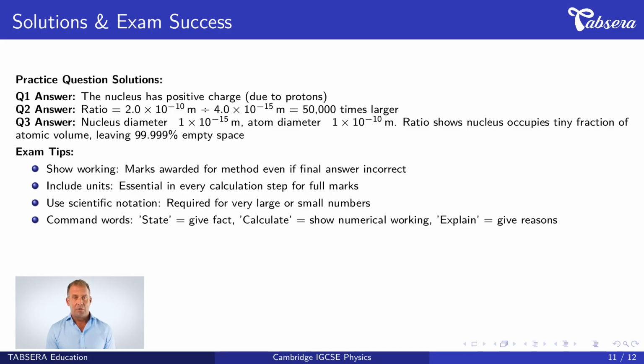Now, exam success tips. First, always show your working. Even if the final answer is wrong, you earn method marks for correct approach. Second, include units in every calculation step. This is essential for full marks in Cambridge IGCSE. Third, use scientific notation for very large or small numbers. Fourth, understand command words. State means give a fact. Calculate means show numerical working. Explain means give reasons with evidence.